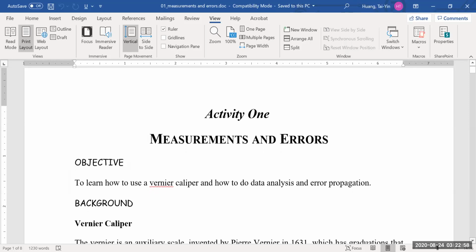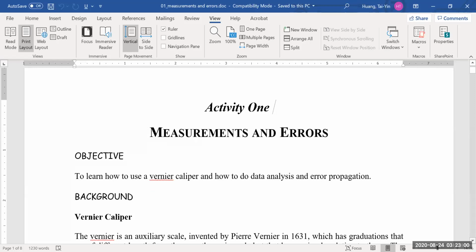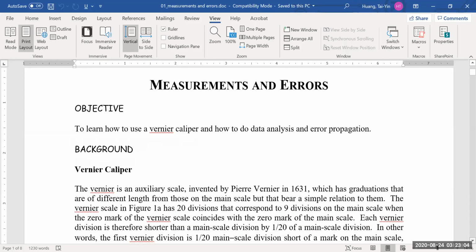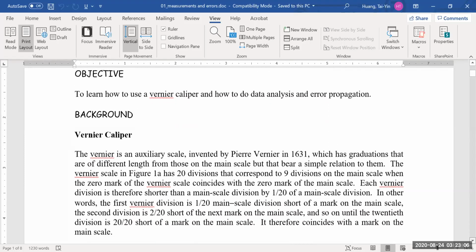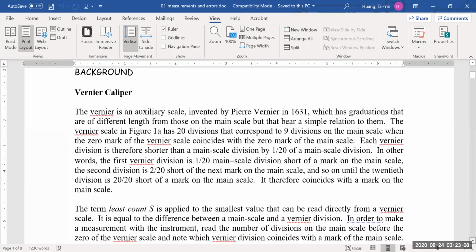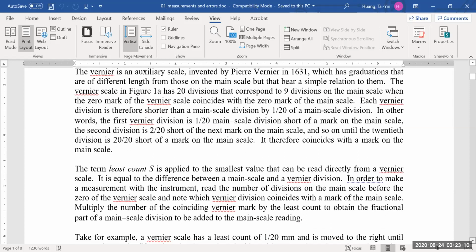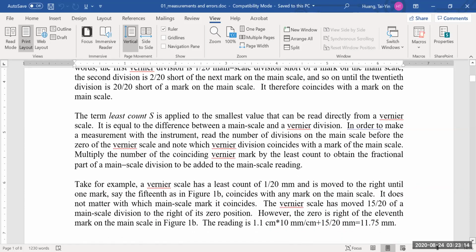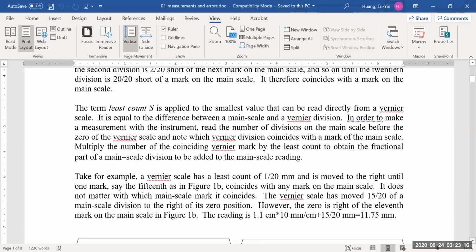In that video is going to be demonstrating how to use a vernier caliper and how to do the reading on the vernier caliper. Here, I'm just going to show you the main things, when you have a reading, how to read it off the vernier caliper. Now, there are several things you need to know.